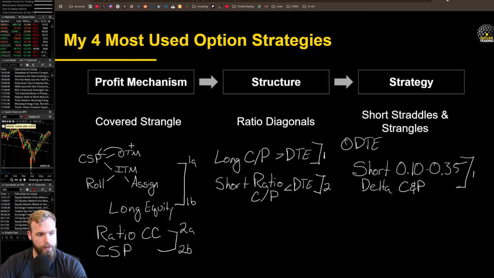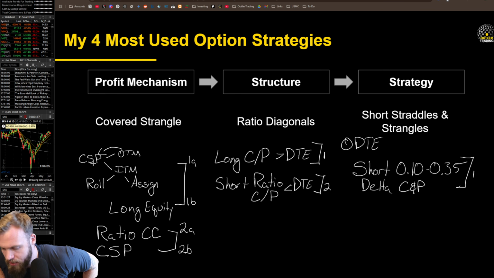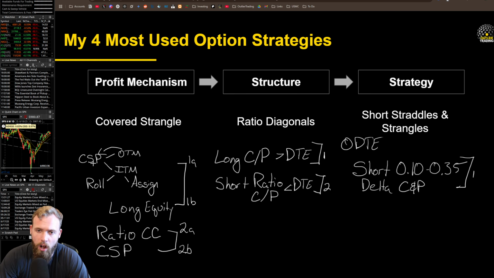So starting with the covered strangle, we have a cash secured put that has 2 destinies. It's either going to be out of the money or in the money. This cash secured put can be really any DTE. For me, far more often than not, less than 60 days to expiration, and something between a 20 and 30 delta if I'm not necessarily trying to get assigned.